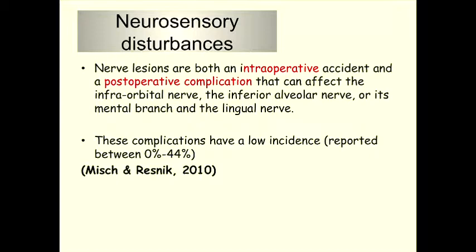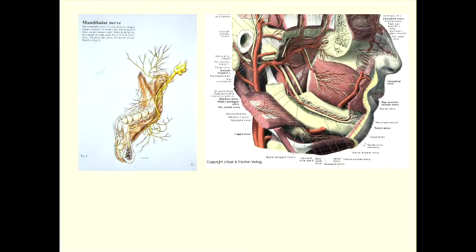Nerve lesions, both intraoperative and postoperative. These complications have low incidence. That's the good news. Very low incidence. Okay, although it's 0 to 44 percent, they consider them low incidence. All right, so we go to this friend of ours, the inferior alveolar nerve, and we can see him, and I'll show you some of the things.